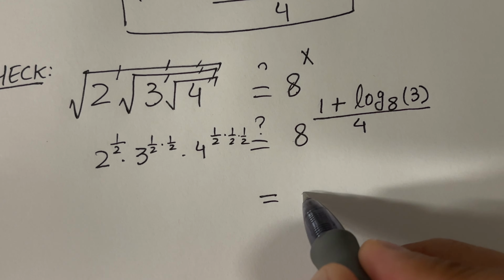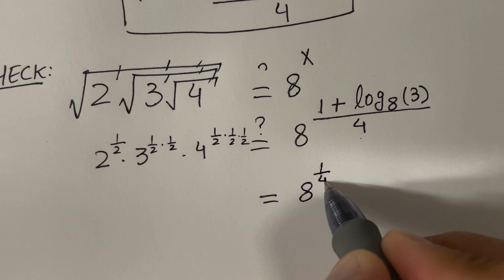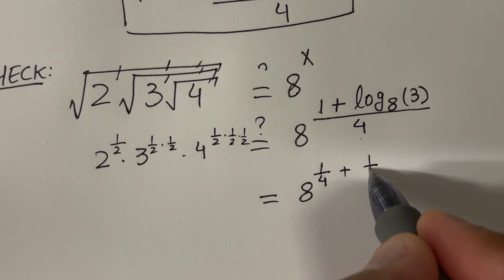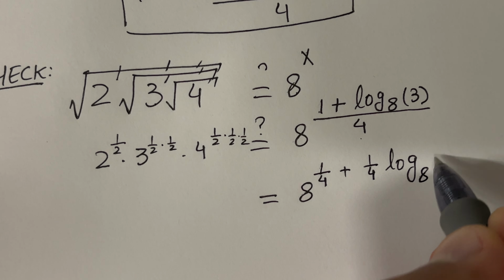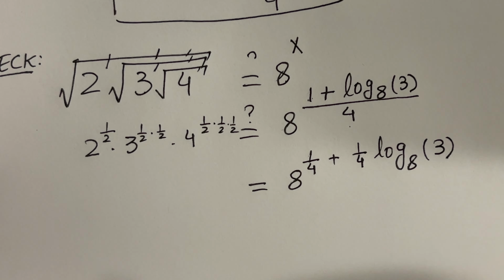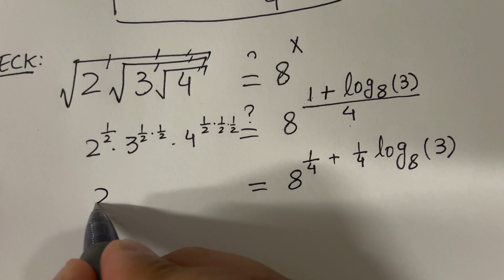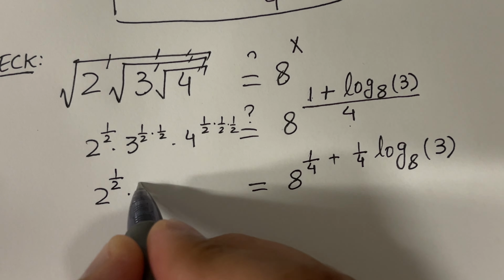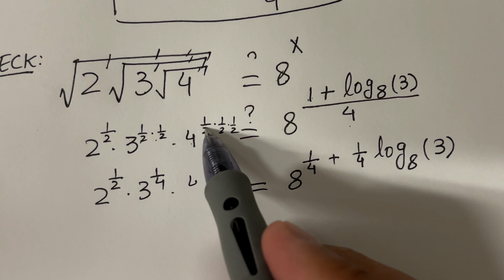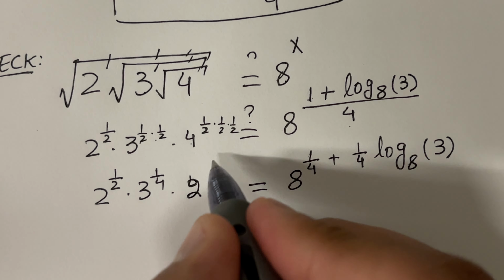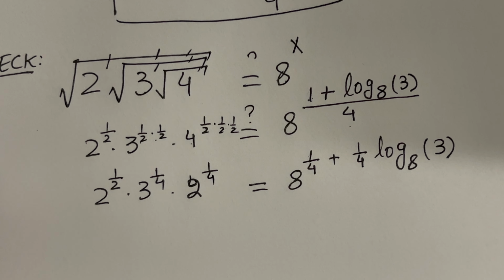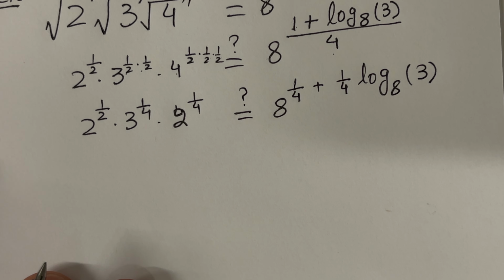Now if we look here, we have 8 raised to the power 1/4 plus 1/4 log base 8 of the number 3. I'm just dividing by 4. Okay, and let's simplify the left hand side. We have 2 raised to the power 1/2 and 3 raised to the power 1/4 and 4 raised to the power 1/2, which is 2, so we will have 2 raised to the power 1/4 times 1/2 times 1/2 is 1/4.